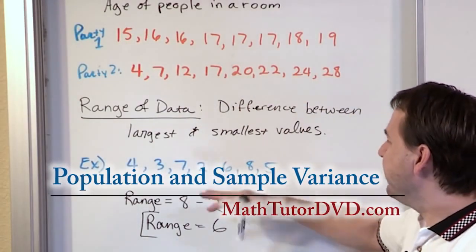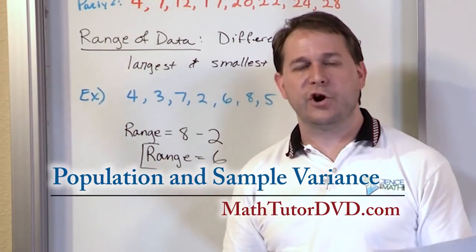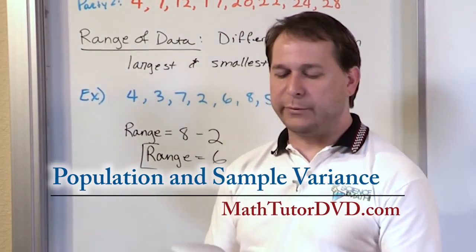So this is the range. This is very easy to calculate. Unfortunately, if I have outliers in my data, it makes the range almost useless. So then we have to go back to our original question.